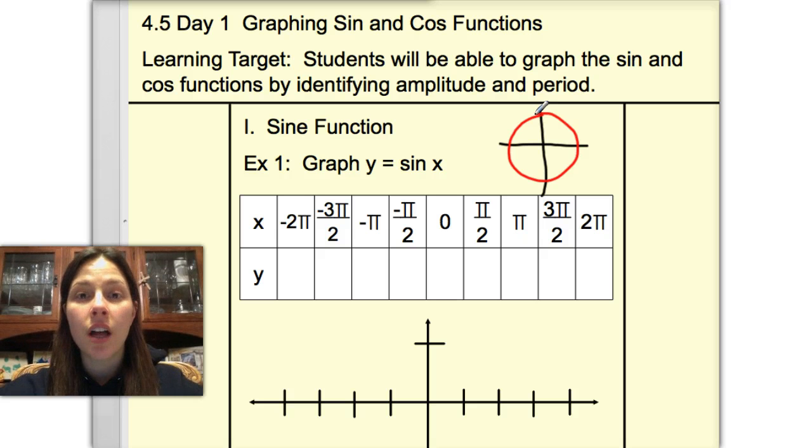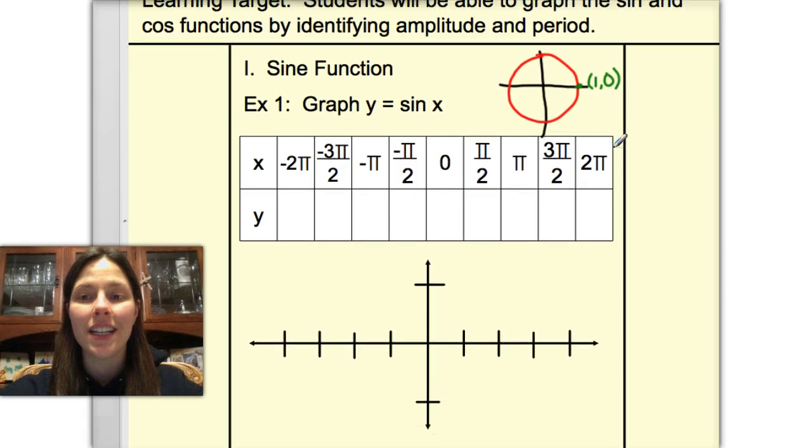We could plot all of the points, including pi over 6, pi over 4, pi over 3, but that would give us a lot of points and it wouldn't give us any additional information that the key points don't already give us. Alright, starting at 0 radians, the ordered pair is 1, 0, and remembering that the sine is the y value on the unit circle, the sine of 0 radians is 0.